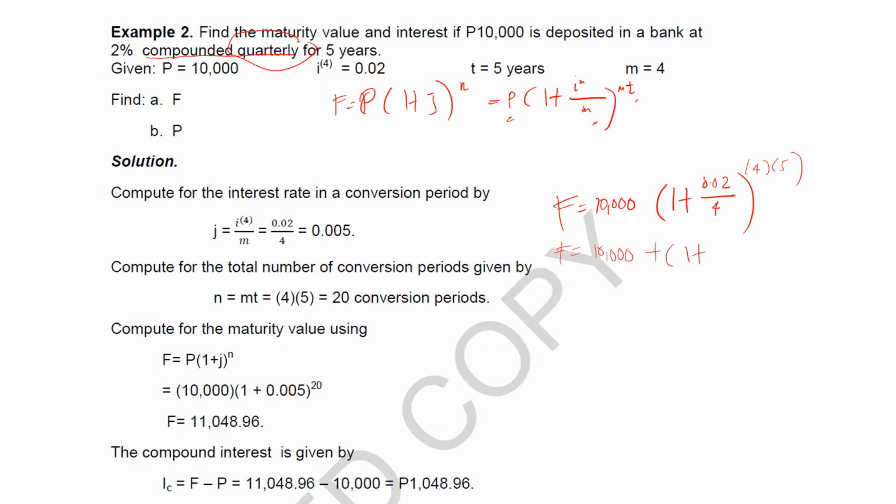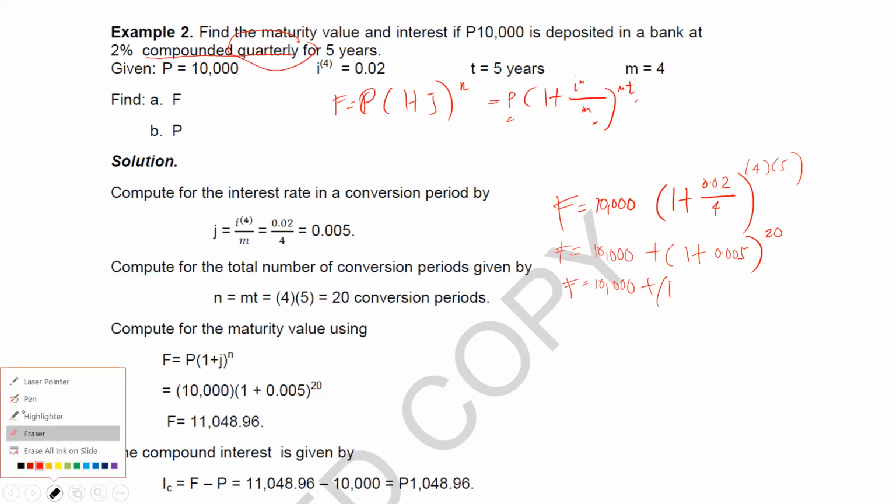So, F is equal to 10,000 times 1 plus. Divide 0.02 by 4 if it does not have a long decimal. So, 0.02 divided by 4 is 0.005. Do not write the percentage; it should be in decimal. 4 times 5 is 20, but we will do that inside the parentheses first. So, F is equal to 10,000 times 1 plus 0.005, that is 1.005 raised to 20.